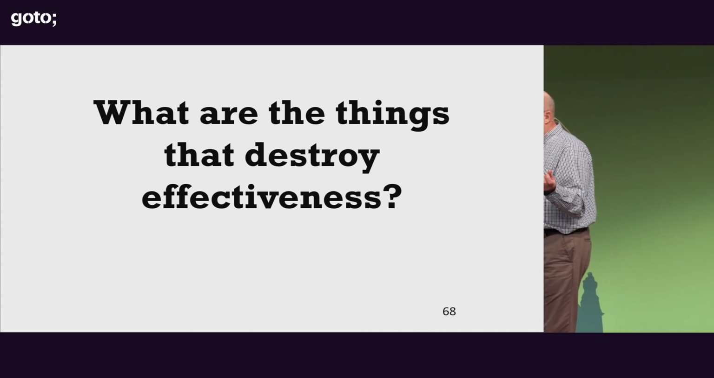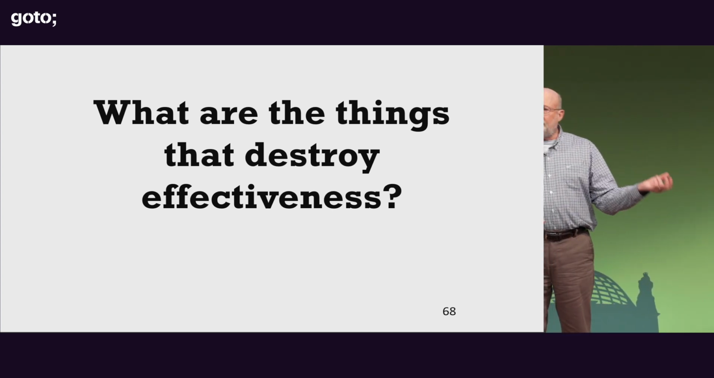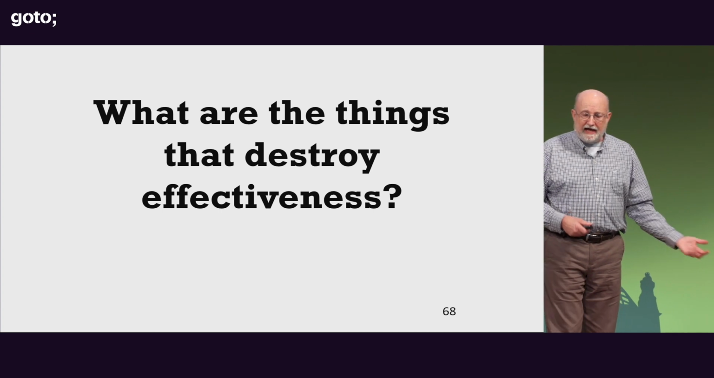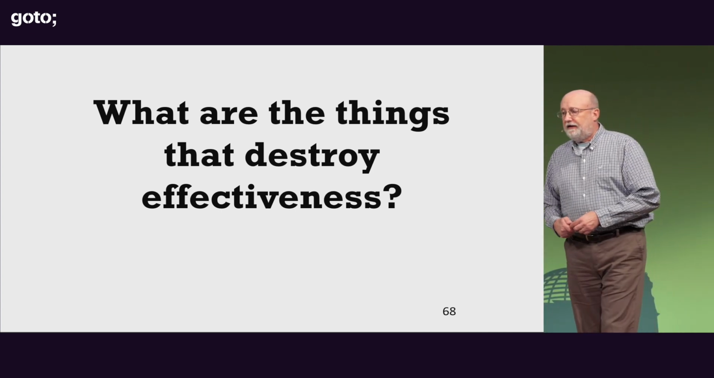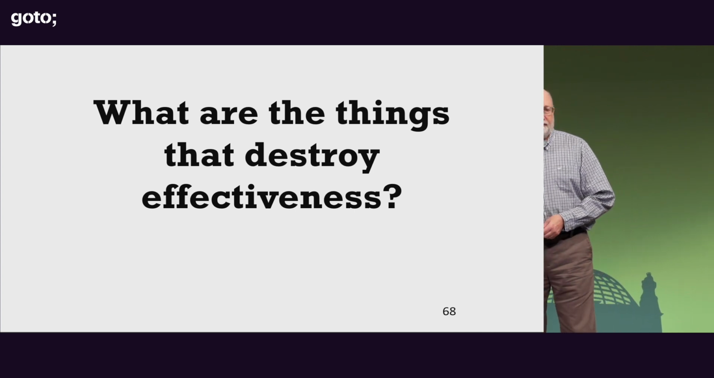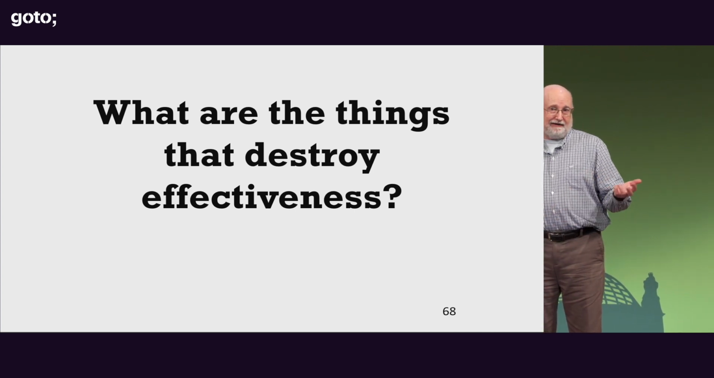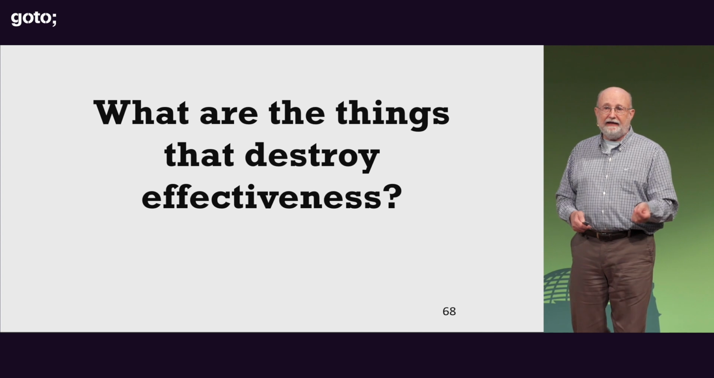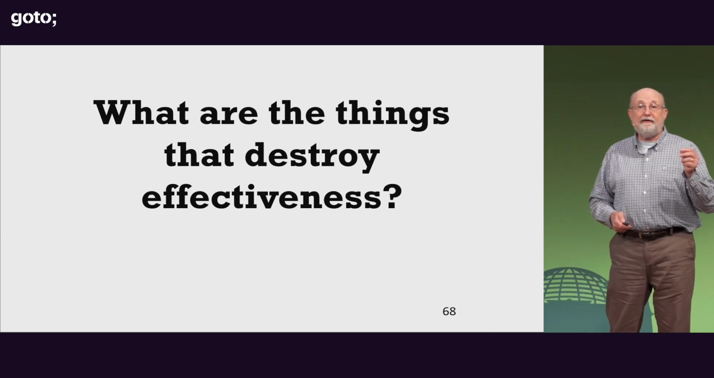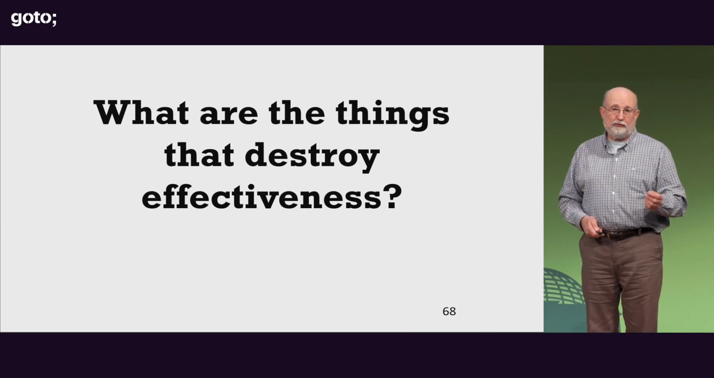So if we can have a list of the things that destroy effectiveness and compare different ways of working and see if we have those problems in these different ways of working, we can kind of judge then, well, the one that has less of these problems might be a better way of working. So that's a beginning. We've eliminated, or what if we could eliminate, the things that destroy effectiveness.